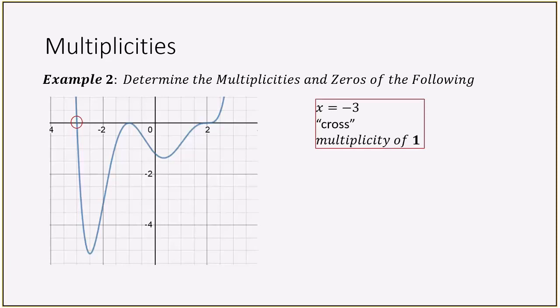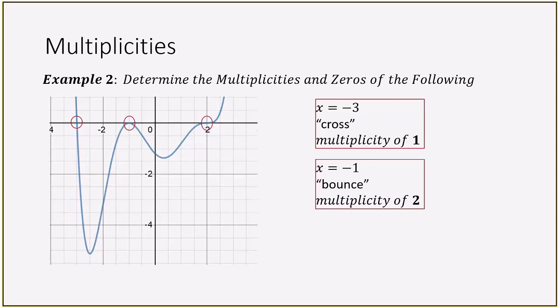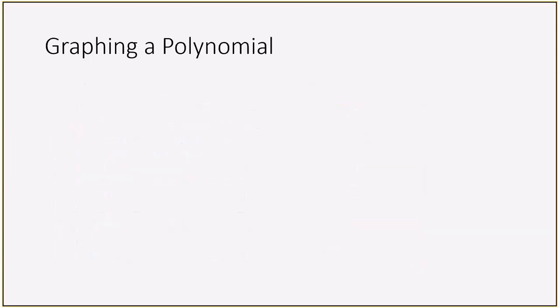My next point is my x-intercept of (-1, 0), and it clearly bounces off of that intercept. So if it bounces, we say that has a multiplicity of 2, or that factor is going to be squared. Right there, circle it later. And my third intercept that I see here is (2, 0). That isn't going to cross, that isn't going to bounce, that is going to, for lack of a better term, wiggle. It's going to bend through that intercept.